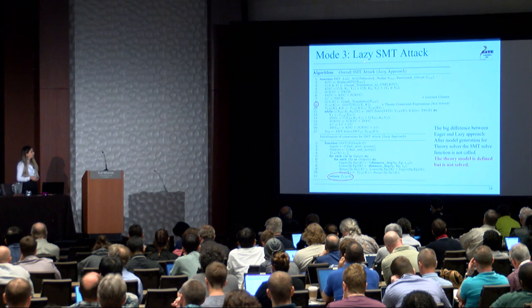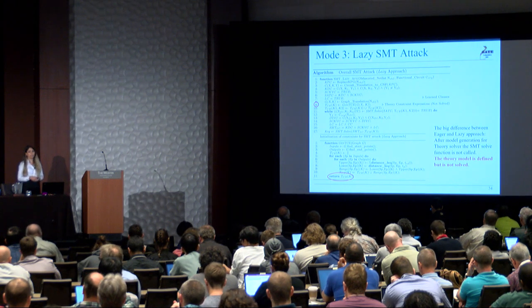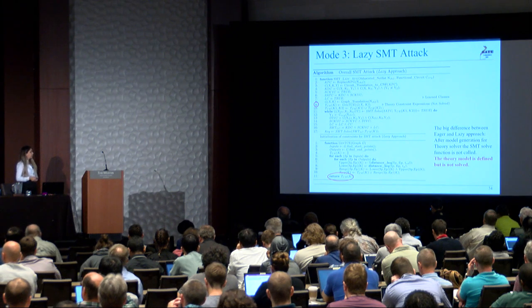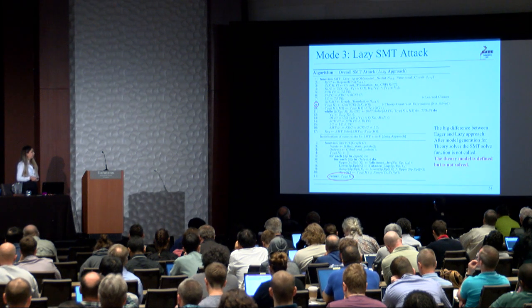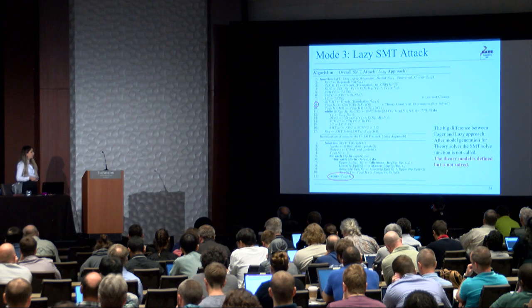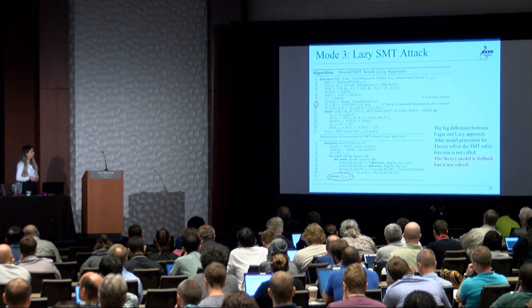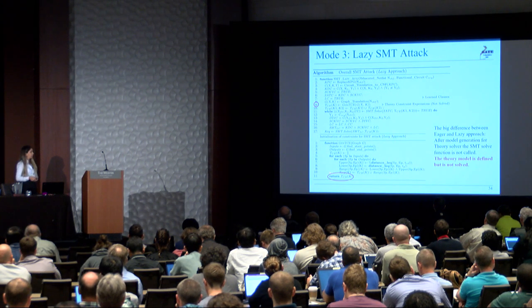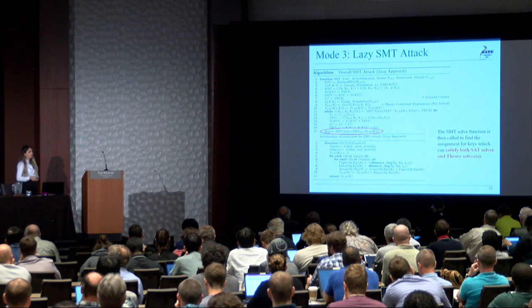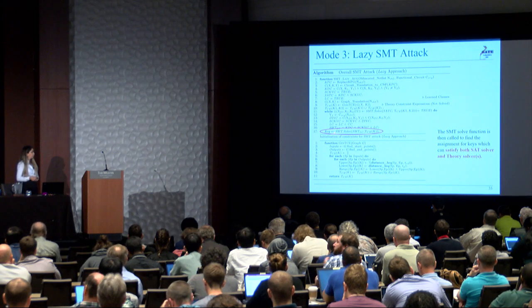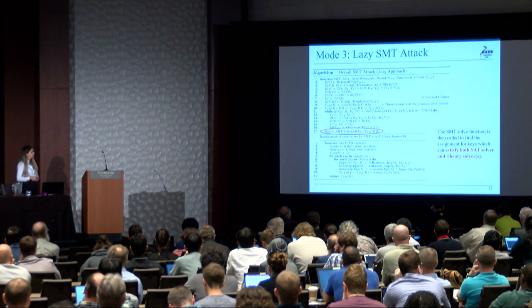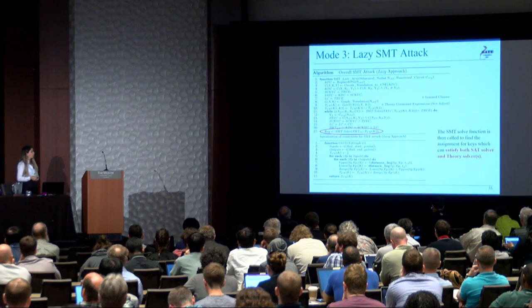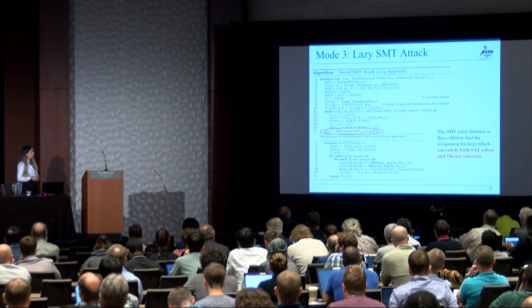This is the algorithm of the lazy SMT attack when attacking the DLL obfuscation technique. The big difference between the eager approach and the lazy approach is that in the lazy approach, after model generation for the graph theory solver, the SMT solve function is not called. It only produces the learn clauses and conflict clauses and shares them with the SAT solver. Then the SMT solve function is called to find the assignment for the key values such that it can satisfy both the theory constraint and the SAT constraint.